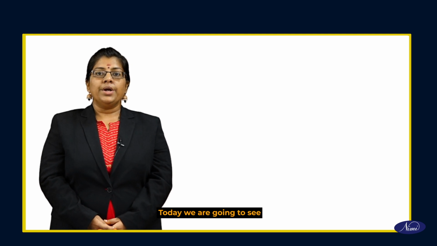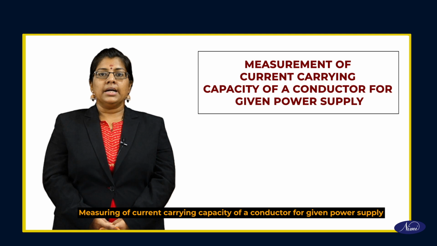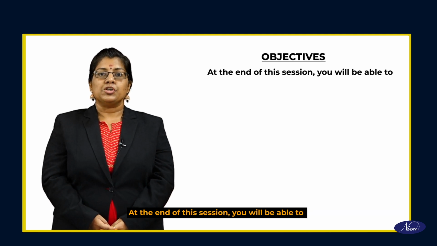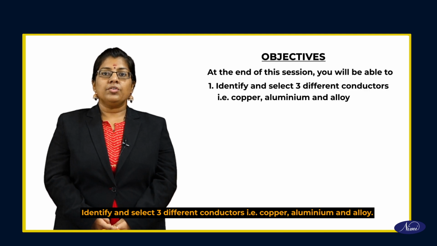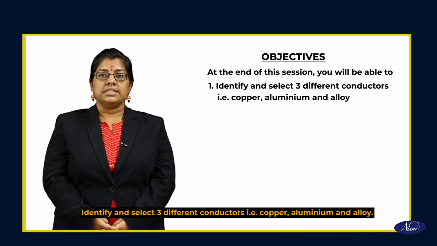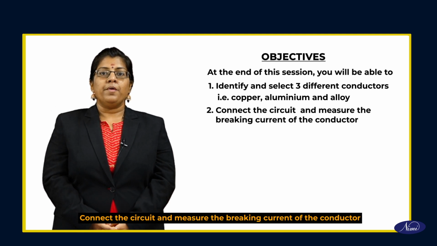Today, we are going to see measurement of current carrying capacity of a conductor for given power supply. At the end of this session, you will be able to identify and select three different conductors, that is, copper, aluminium and alloy. Connect the circuit and measure the breaking current of the conductor.